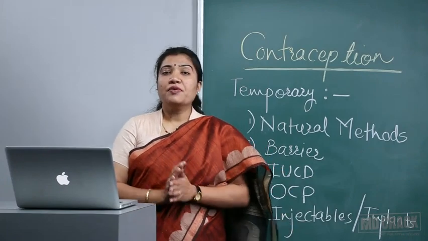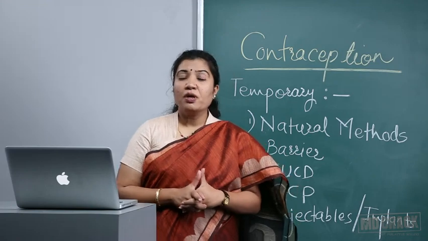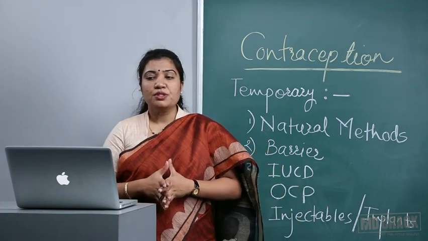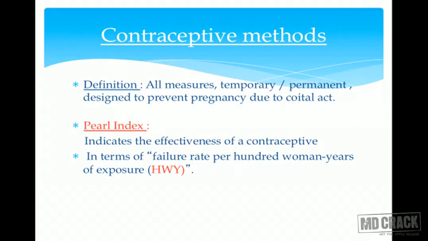Friends, let's cover a big topic today, that is contraception and family planning methods. Many questions are asked on this, so let's go through it. Contraceptive method, by definition, is a method, which may be temporary or permanent, designed to prevent pregnancy due to the coital act.